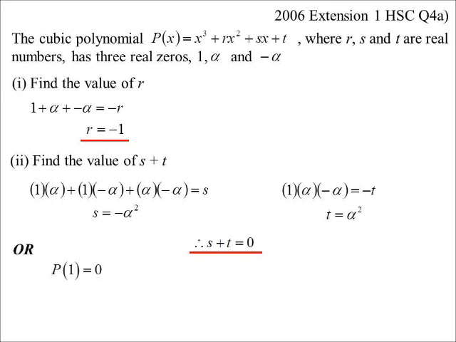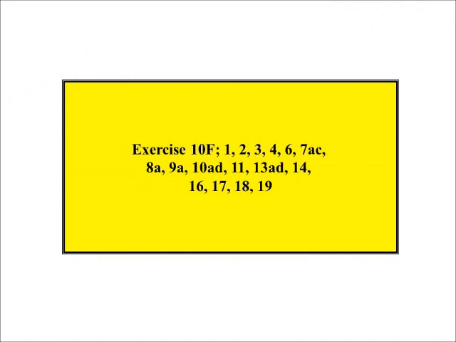So the other way I could have done it is I said, well, we know 1's a solution, so P(1) is equal to 0. So 1 plus r plus s plus t is equal to 0. We just worked out in part I that r is -1. So sub that in, and we get s plus t equals 0. A couple of ways we could do that particular problem. Okay, so 10F we shall add to our list of questions.